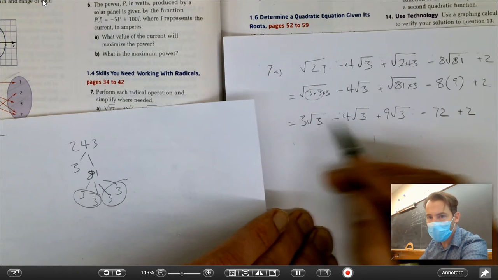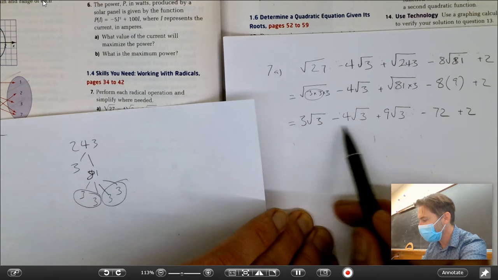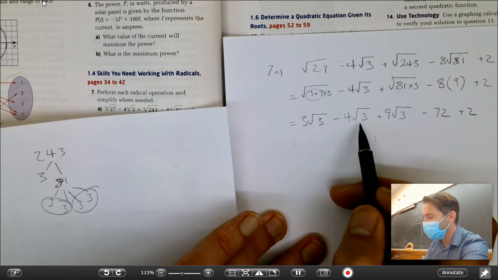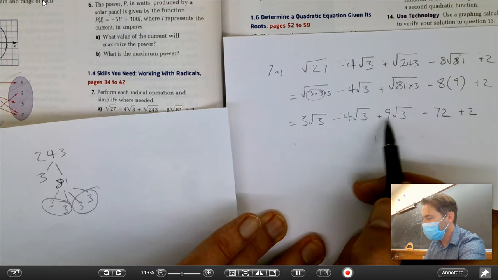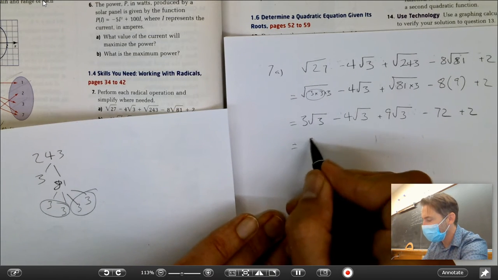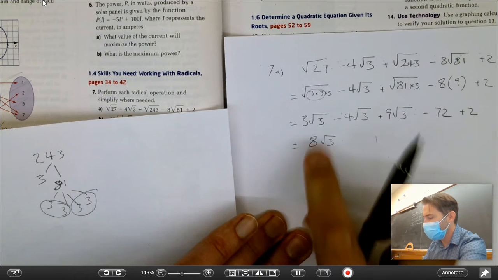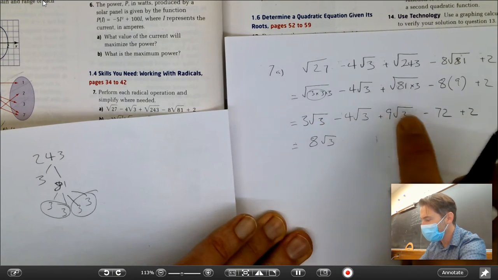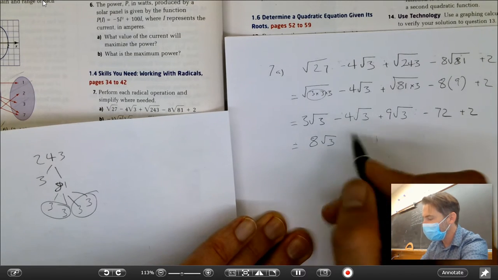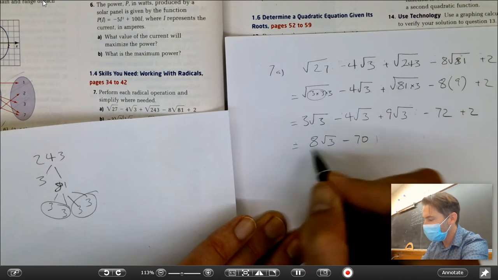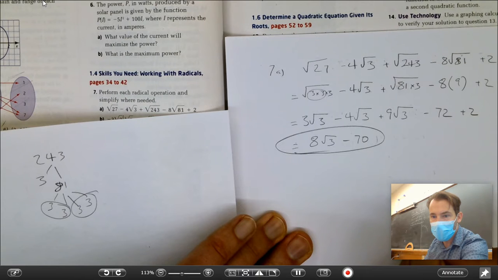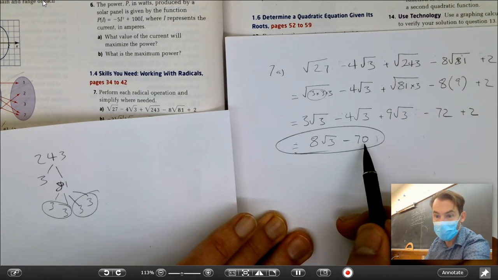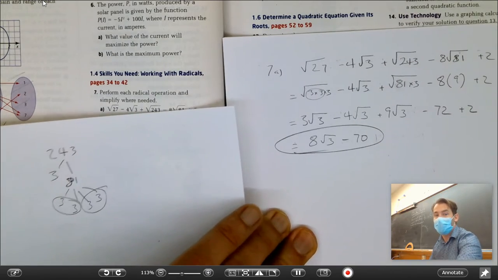And now I have something I can simplify. I can collect all of my root 3's. So 3 root 3 minus 4 root 3, that's negative root 3, plus 9 root 3, that's 8 root 3. Because I have 3 minus 4 plus 9 gives me 8. And what are they? They're root 3's. And then negative 72 plus 2, so that would be negative 70. And that would be final answer. Okay? And that's simplified as it can be. There's nothing more I can do to make it simplified, but still give an exact answer.